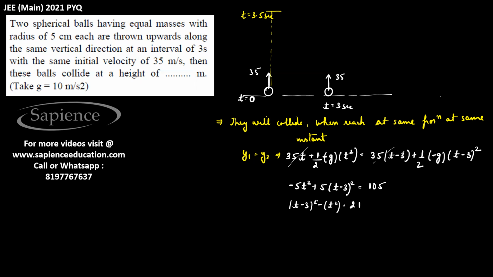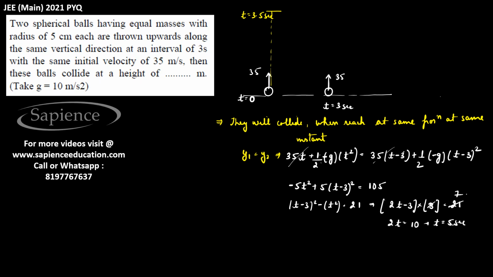b square. So a square minus b square is (a plus b) into (a minus b). So just add both of them. So 2t minus 3 into 2t, t minus 3 minus t will give you minus 3, which will be equal to 21. So 2t is equal to 7 plus 3, which is 10. So t is equal to 5 seconds.